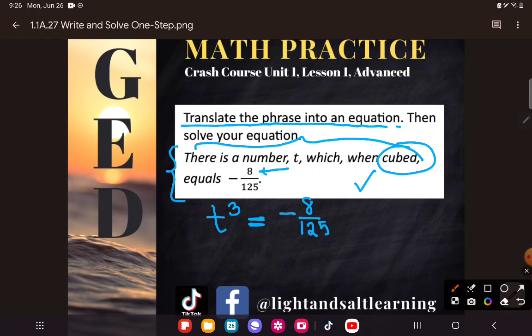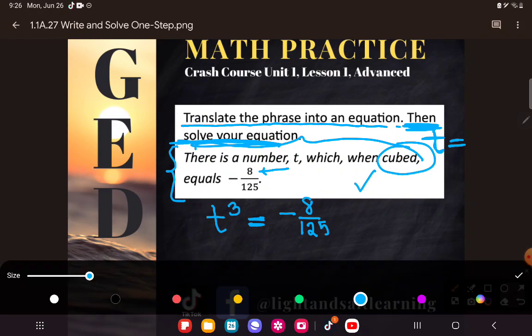Wonderful. Next thing it asks us to do is then solve your equation. What does it mean to solve an equation? It means to figure out what T is. Mathematically, when we say is, we mean equals. So what T is equal to. I want to get T by itself so that I can know what it is equal to.